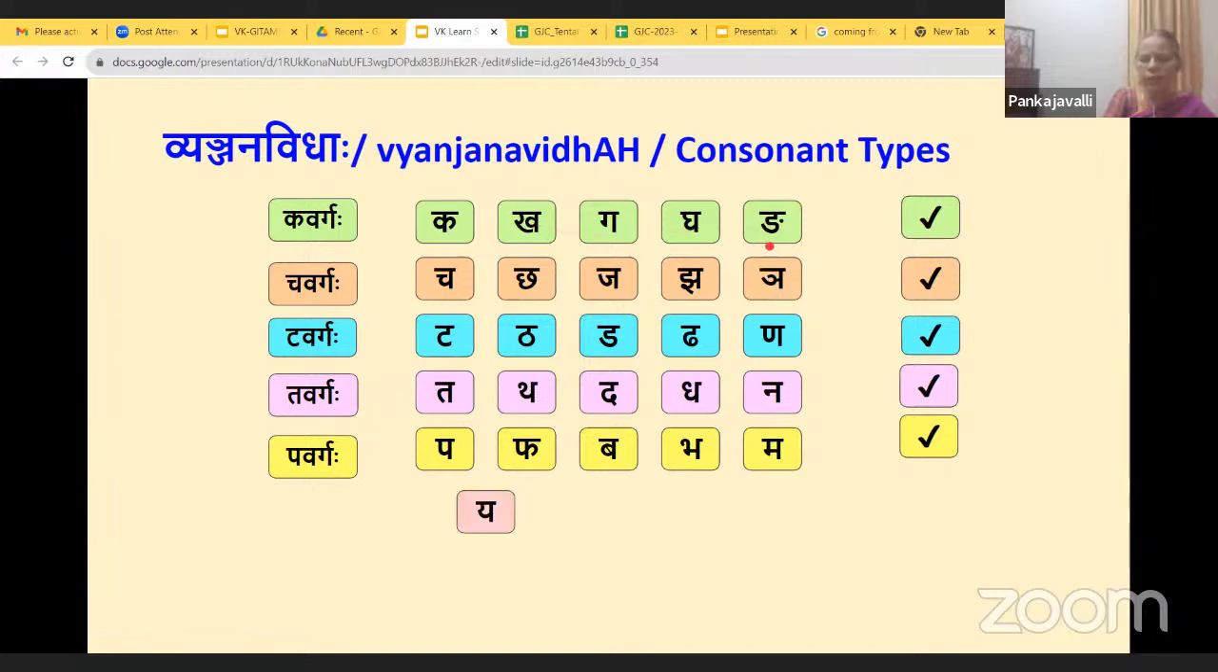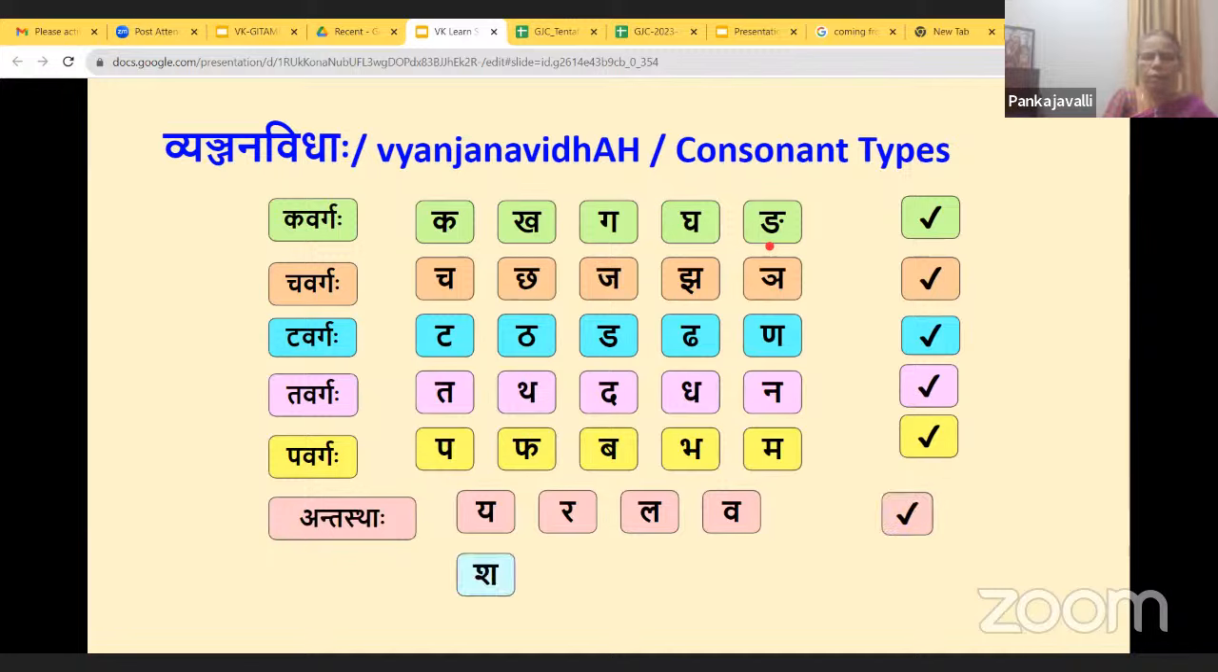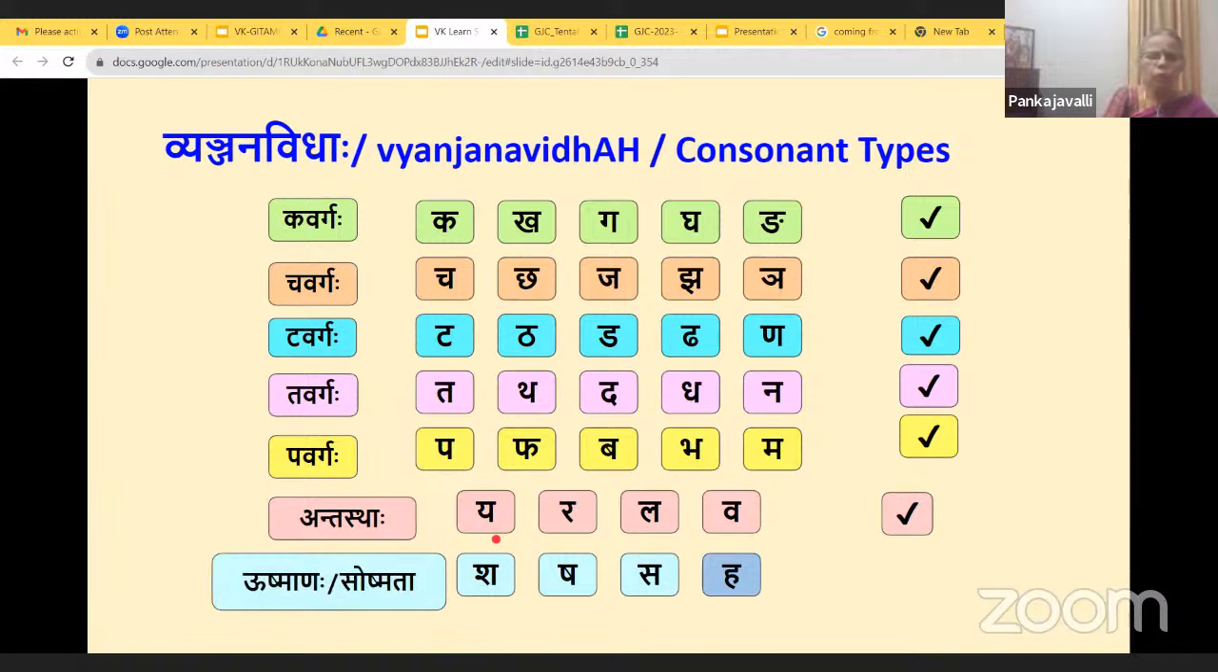Then we have Avargiyaha: Ya, Ra, La, Va. They are the Antasaha. And we also have the Ushmanaha, and ha is the Soshmata. They are all independent letters. They don't belong to a group. They are called semi-vowels, Yaralava. So they are all Avargiyaha.